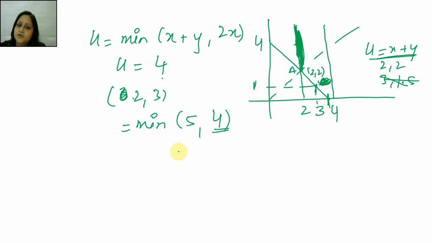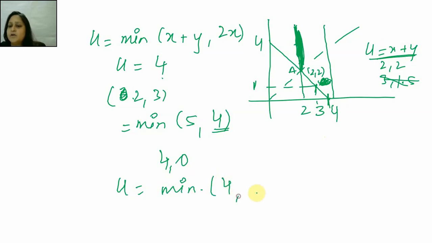So when I have a point like 4, 0, then what do I have? U is equal to minimum of 4 plus 0, which is 4, 2 into 4, which is 8, minimum is still 4, so utility is still 4, which means this part is lying on the same IC and this part is also lying on the same IC. To further reiterate or to further put it in stone is, let's talk about this point.